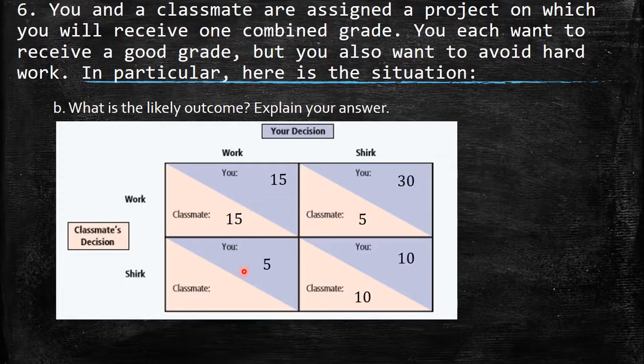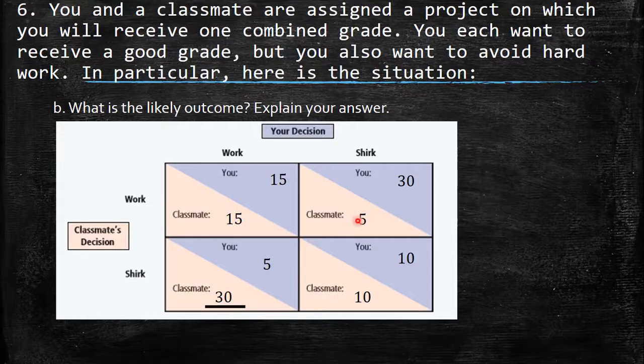We already have this one. This is our matrix of payments. Then we can start to make our analysis as in the previous videos with the Nash equilibrium. So imagine we start by analyzing the classmate's decision. Okay, if your decision is going to be work, the other guy will say, okay, what do I prefer at that time, work or shirk? I would rather shirk because I prefer 30 instead of 15. So this should be underlined.